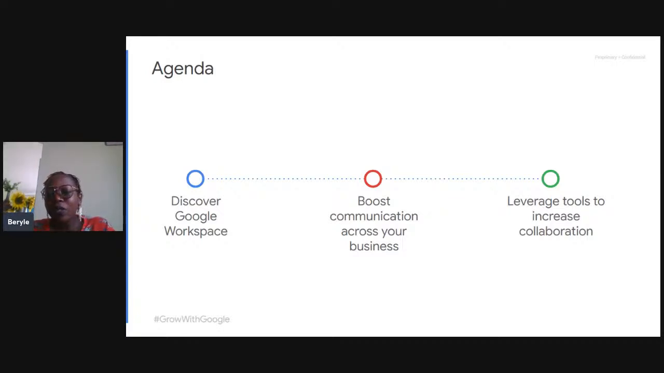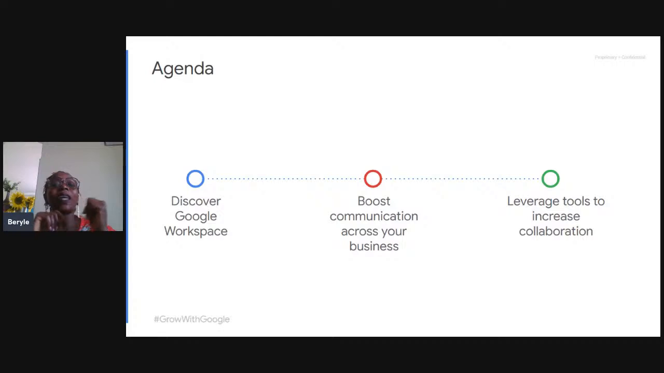So the 3 agendas we're going to cover today. The first agenda we're going to look at is discovering Google Workspace. What is Google Workspace? All right. How can you use Google Workspace? What are the components of Google Workspace? All right. And the next thing we're going to look at is boosting communication across your business. How can you improve communication within your business using the tools in Google Workspace?